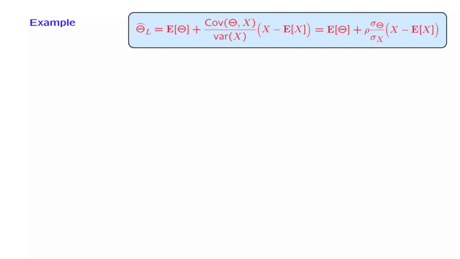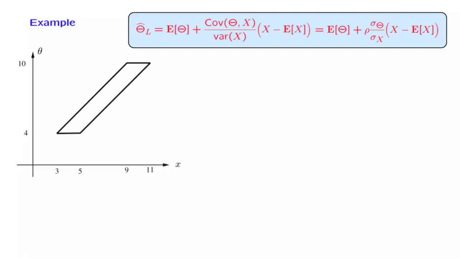Let us now illustrate the linear least mean squares estimation methodology in the context of an example, and we're going to revisit our familiar example that we considered earlier in the context of general least mean squares estimation. Let us remind ourselves what were the assumptions behind this example. There is an unknown random variable that we wish to estimate, and that random variable happens to be uniform on a range from 4 to 10.